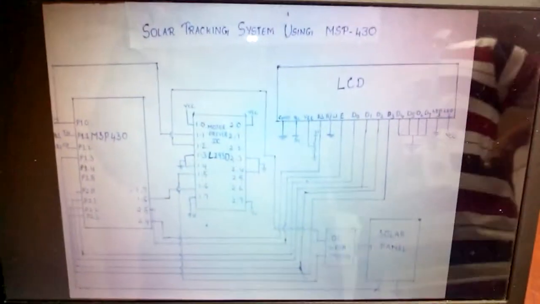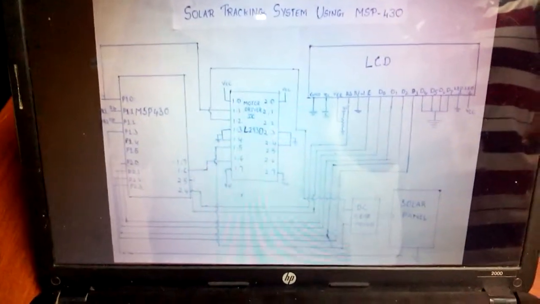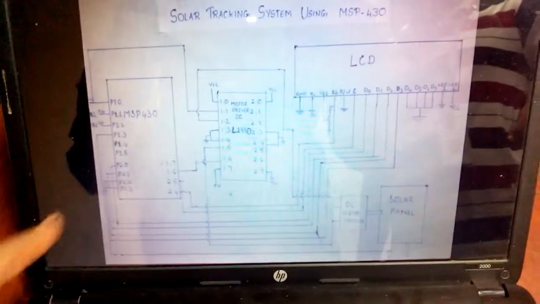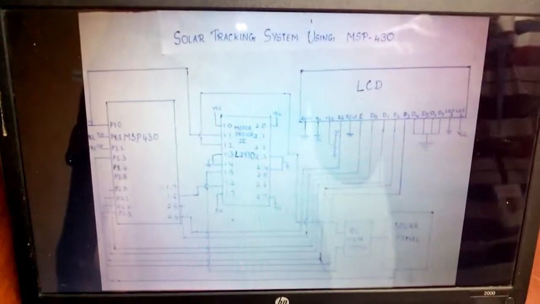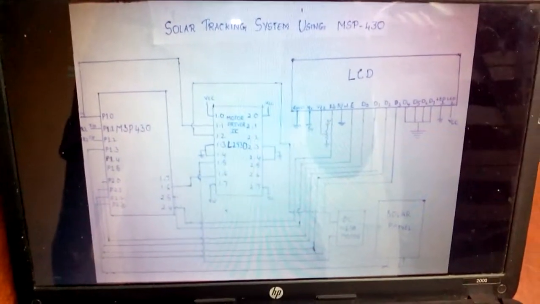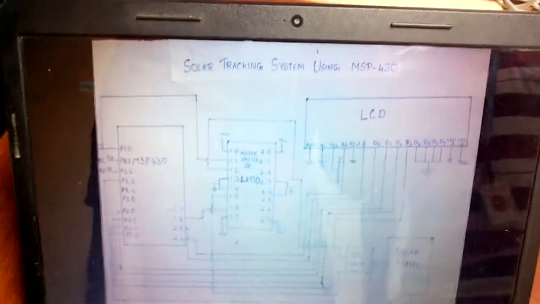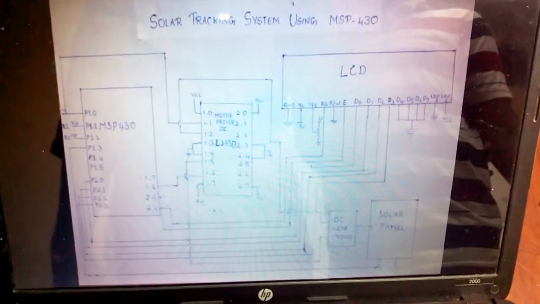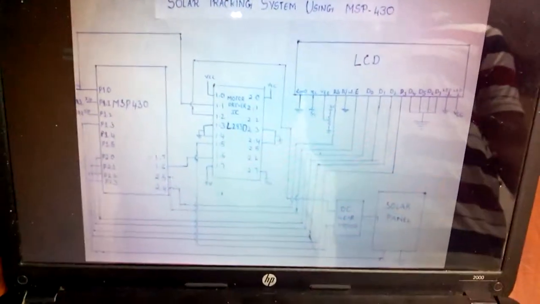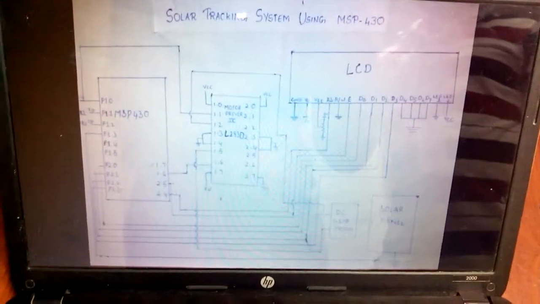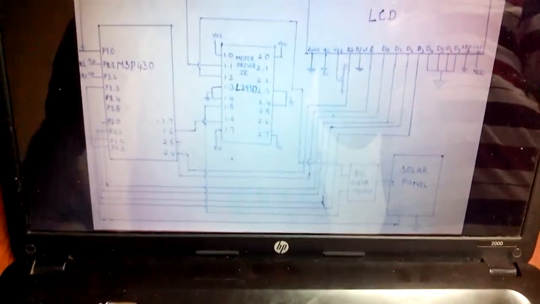Our project is a solar tracking system using MSP430, and this is our circuit diagram. The main reason for using MSP430 is its low power consumption; it requires only a small amount of power. We are using a motor driver circuit and also an LCD to display the output intensity of the solar panel, and we are using a motor and a solar panel. This is the circuit diagram of this project.